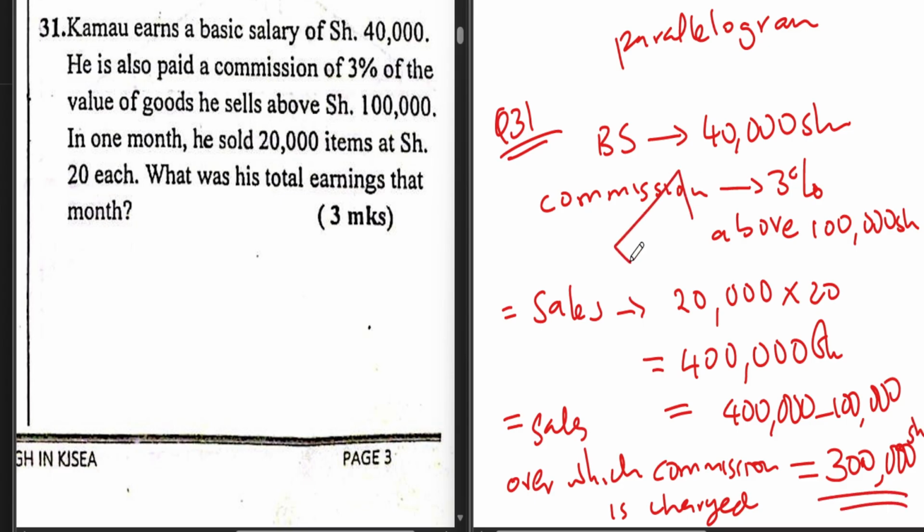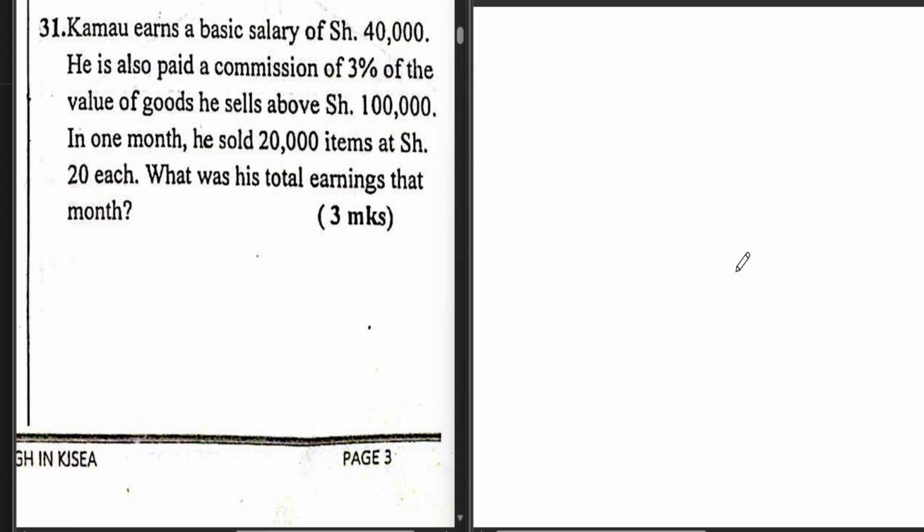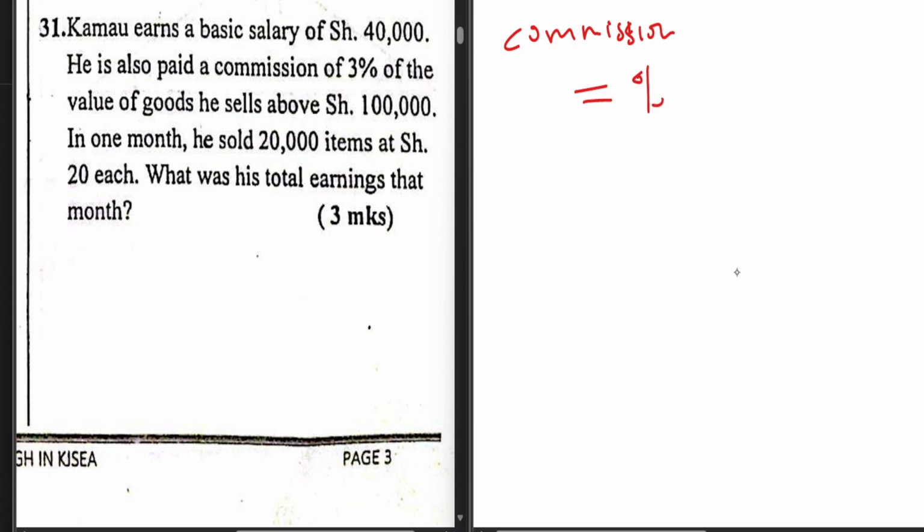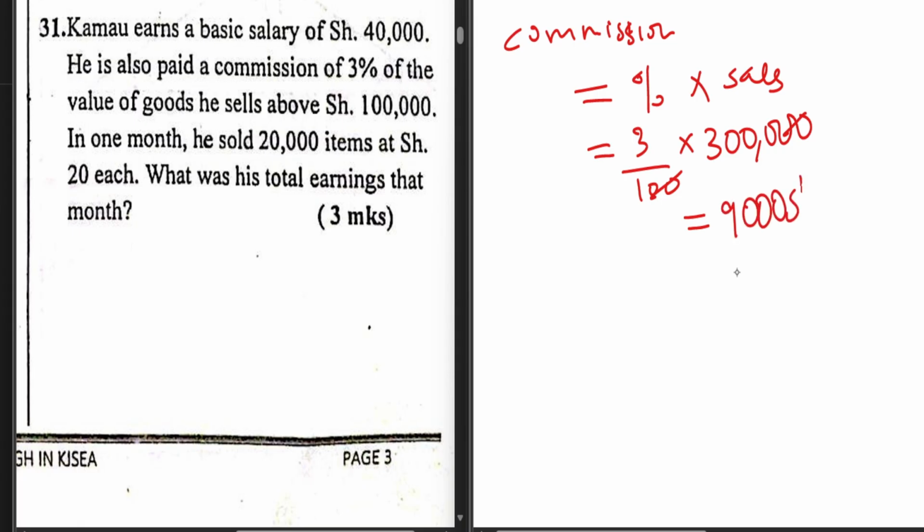Again, let's continue. So the commission is going to be the percentage times the sales over which commission is charged. So your percentage is 3%. So 3% times 300,000, which will give you a commission of 3,000 times 3, 9,000 shillings.